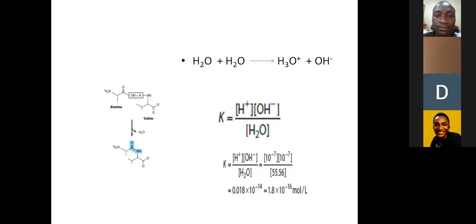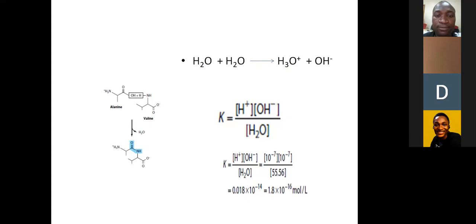So if we extrapolate, we could get the hydrogen ion concentration to be about 10 raised to the power minus 7 molar. The hydroxide ion concentration too would be about 10 raised to the power minus 7 molar, while the molar concentration of water molecule itself is 55.56 mole per liter.